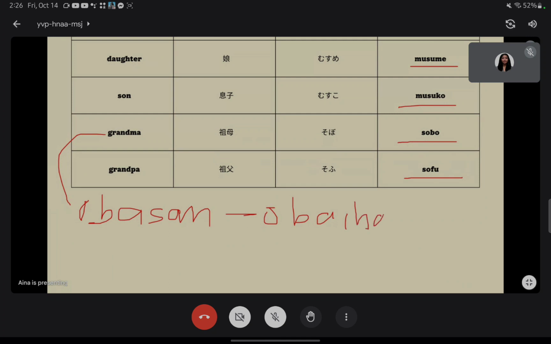Obachan. Guys, ito ha. And then, for grandpa naman, oji-san.